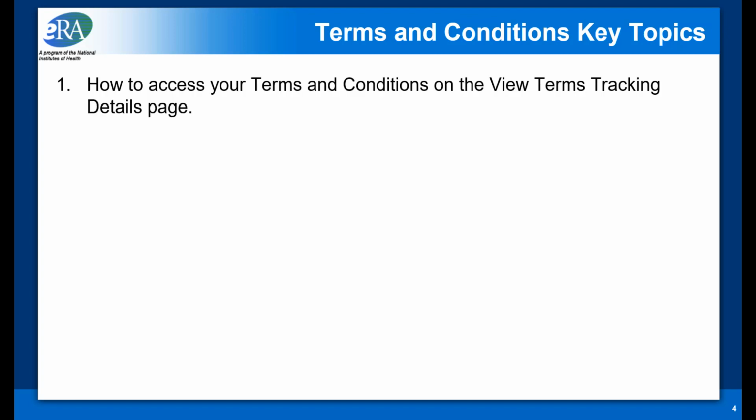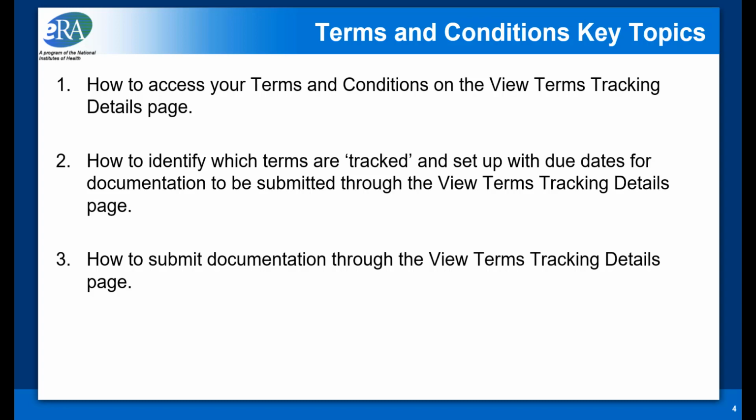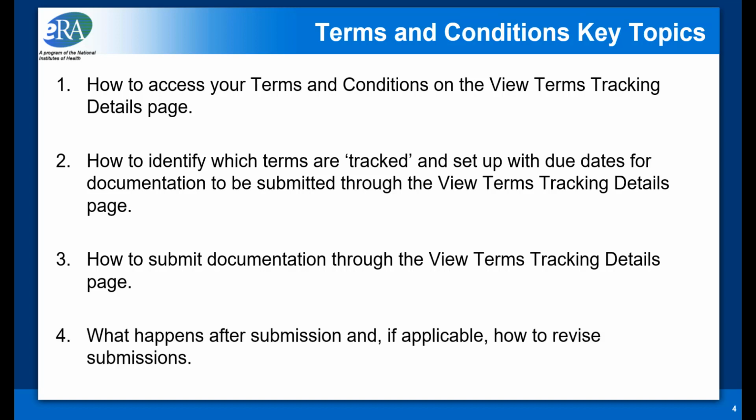1. How to access the View Terms Tracking Details page, where all your terms and conditions are listed in the system. 2. How to tell which terms are tracked, or in other words, have one or more tasks with due dates set up for that term that require you to submit documentation through the View Terms Tracking Details page. 3. How to submit documentation to complete tasks through the View Terms Tracking Details page. And finally, 4. What happens after submission, and, if applicable, how to revise a submission.